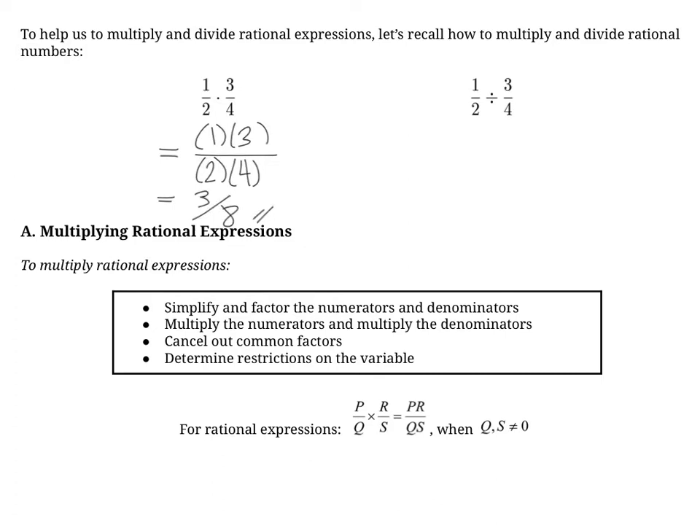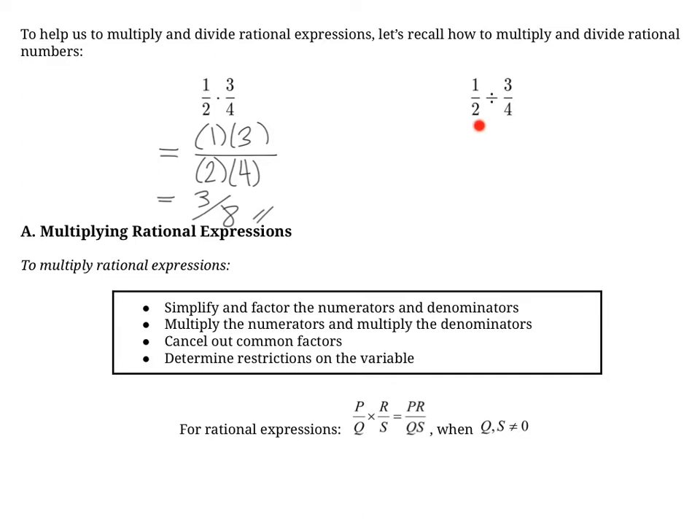So when we multiply rational expressions now, so with polynomials, we're going to do the exact same thing. We're going to multiply the two polynomials in the numerator. We're going to multiply them in the denominator, and we're just going to simplify. So we're going to find that it's much easier to factor them first and then do the multiplication.